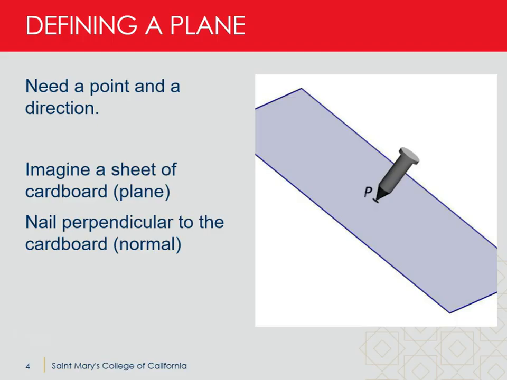So here's a diagram of how that would look. Our P is our point. Our nail there is perpendicular, and we call that the normal. It's the normal vector to the plane. And that uniquely determines the direction of the plane. With the point, that means we just have one plane that could satisfy that. And so we have our definition or equation for a plane.